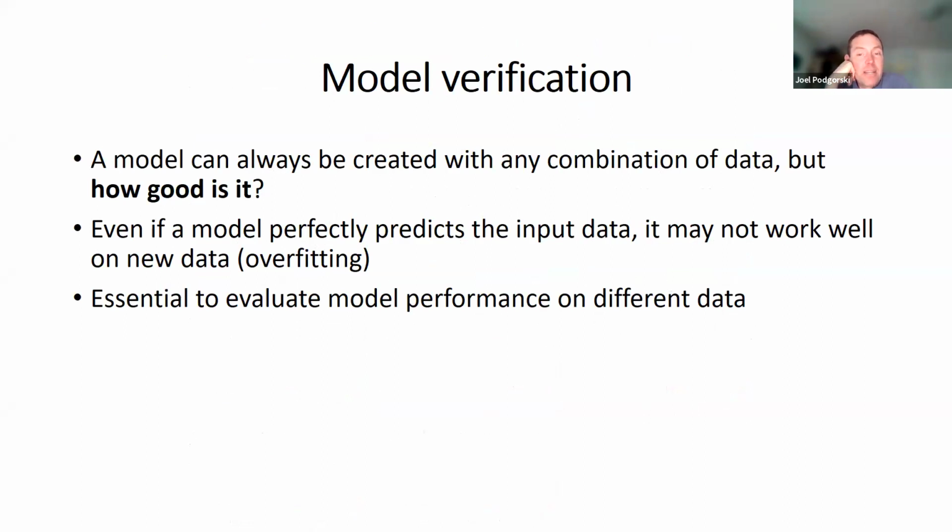Even if a model perfectly predicts the input data, it may not work well on new data, which is overfitting, which is like the example I gave of a decision tree versus random forest, which circumvents this problem through that algorithm. And it's essential to evaluate model performance on different data. A couple of ways of doing this.